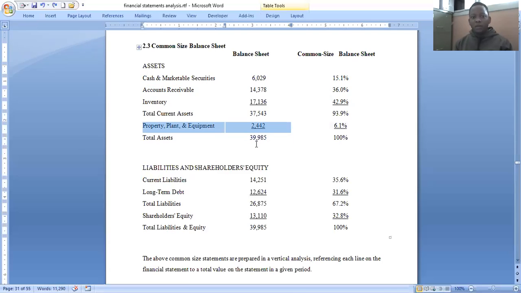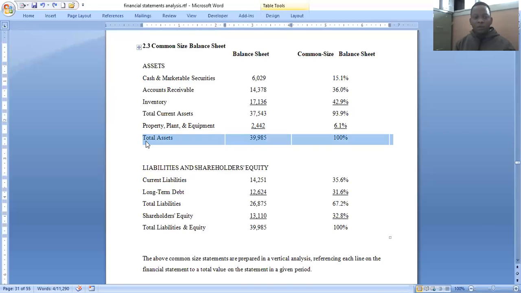That is 2,442 divided by 39,985, which will give us 6.1%. And for total assets, the ratio is 100% because it's a matter of dividing the total assets by the common base, which is still the total assets, which will be 1. 1 times 100 will give us 100%.